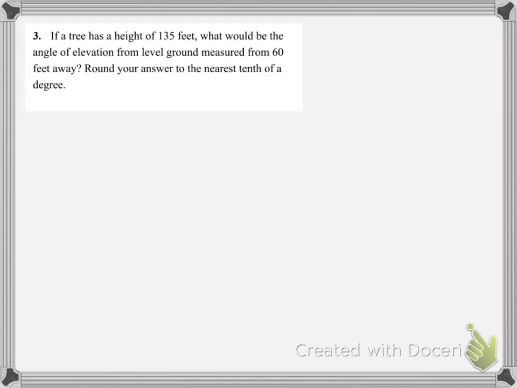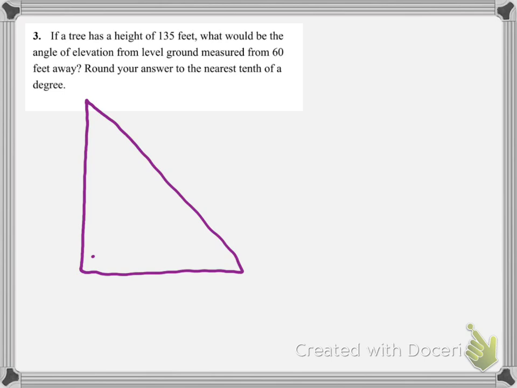If a tree has a height of 135 feet, what would be the angle of elevation from level ground measured from 60 feet away? Round your answer to the nearest tenth of a degree. Okay, right triangle. Now, the tree. Well, the tree's right here. That's the vertical side. That's 135. Wait, hang on. No. Okay. Here's the ground.